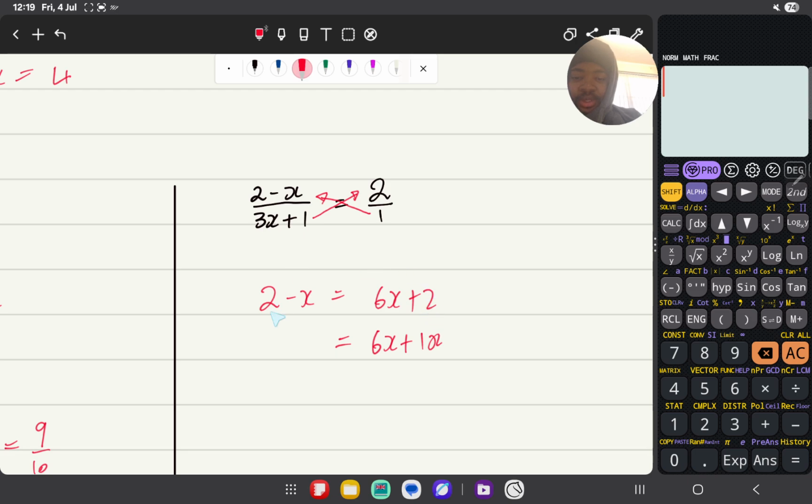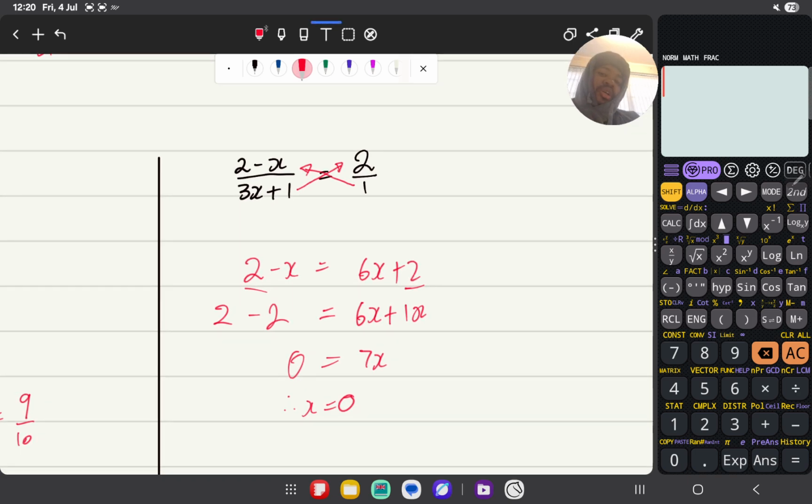Then you transpose this. Yeah, you transpose this. Everything makes sense. I got confused for a second because of course here you're going to have 2 minus 2. You transpose this 2 to the other side, it becomes negative. So 2 times minus 2, 0 equals 7x, and therefore x equals 0.